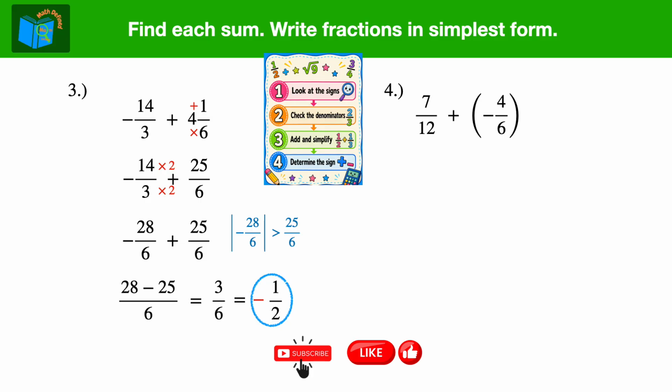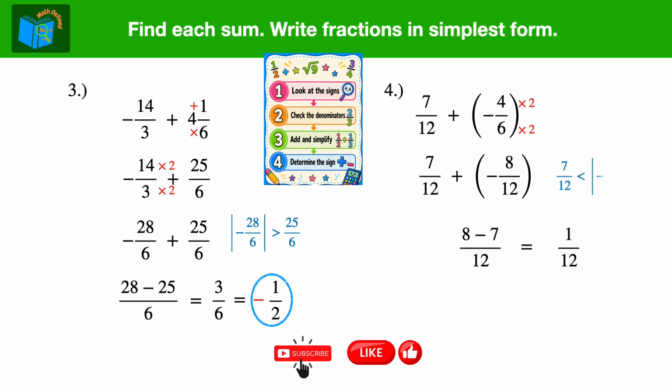Now let's look at number 4. Positive 7/12 plus negative 4/6. We have different denominators, so let's take care of this first. We'll use 12 as the common denominator to get positive 7/12 plus negative 8/12. And the signs are different, so we'll subtract the numerators. 8 minus 7 is 1/12. The last step is to determine the sign. 7/12 is less than the absolute value of negative 8/12, so the answer is negative 1/12.